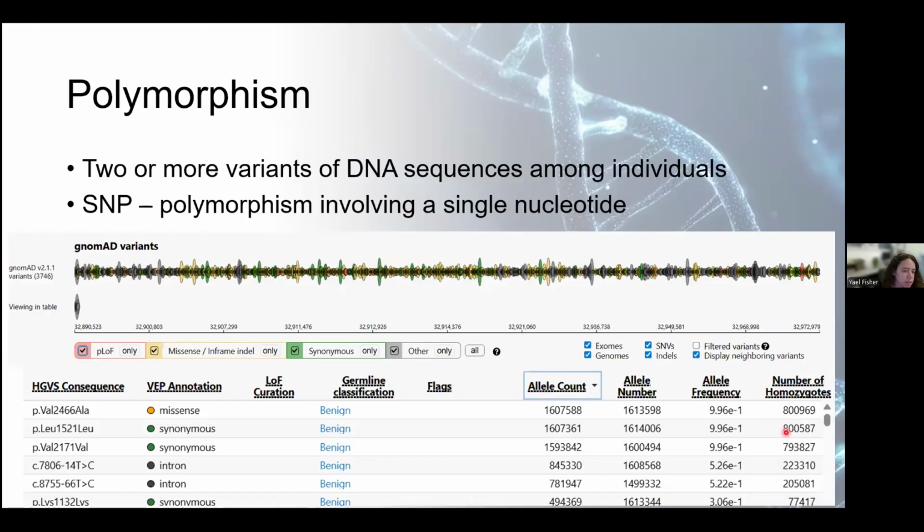So if it's present in so many people in the general population, this is probably not a clinically significant mutation, and it is indeed classified as benign, as are all the other common SNPs in BRCA2. Some of these are synonymous variants, others are changes in the intron, but they are all benign.